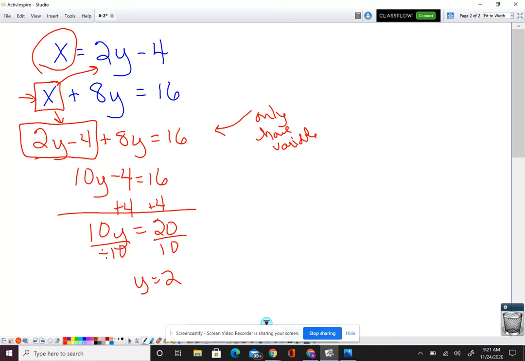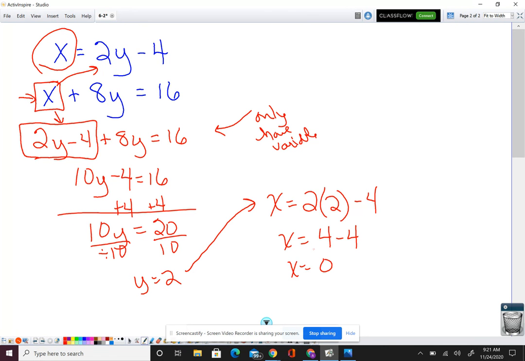We're only halfway done because we have to find the value for x now. We got the value for y. I go back up to the other equation that I didn't rewrite. So x equals 2 times 2 minus 4. So 4 minus 4, and x is equal to 0. So my point of intersection is (0, 2). Any questions?